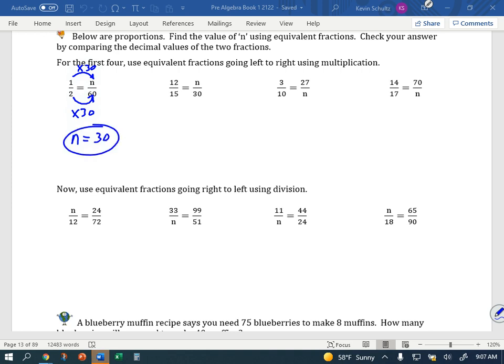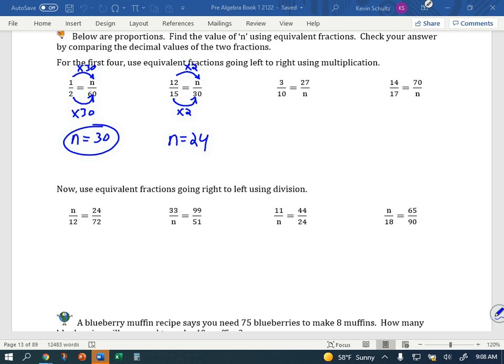The next one, what does n equal? 12/15 equals something over 30. Wyatt? How'd you get that? Right. 15 times 2 is 30. So 12 times 2 has to be 24. You see how we're using equivalent fractions here? Right? To solve these proportions.